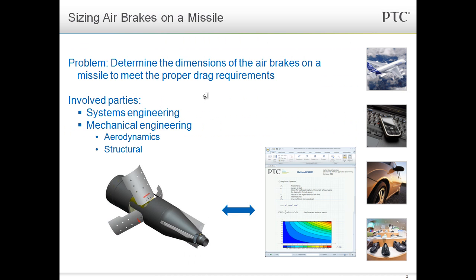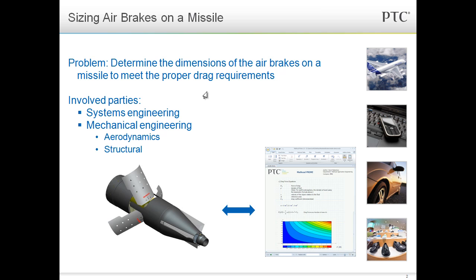For this example, let's say I'm a systems engineer at a defense contractor. We just won a major contract for a missile program. My team is designing the missile head. The electrical team is working on the guidance system and controllers. I'm working most closely with the mechanical team, which is composed of the structural team and the aerodynamics team.